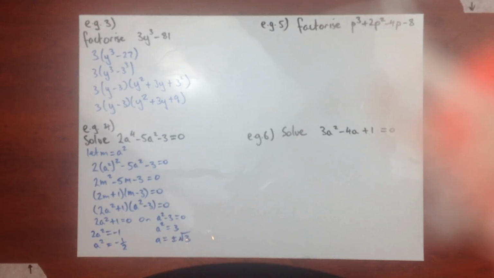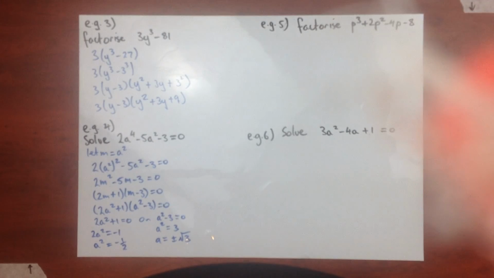Often there will be a context to this question, which will often mean that you've got to discount the negative. We might be talking about length, for example, that we've just worked out doing this. Well, length can't be a negative, so we know a would have to be positive root 3.